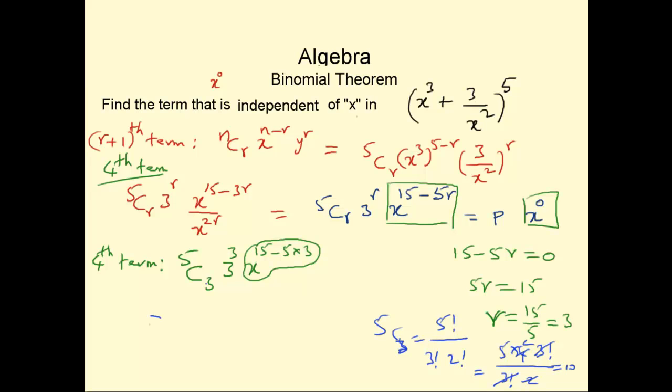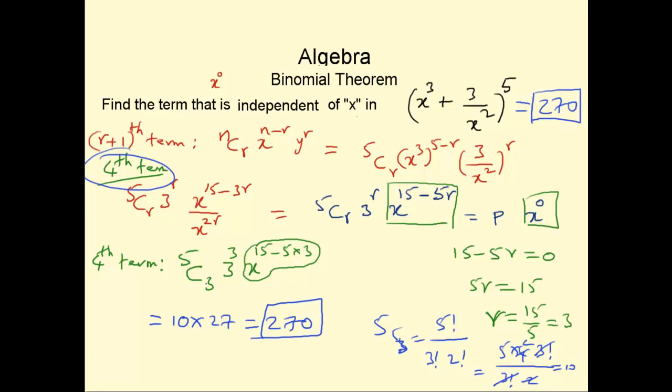So this is 10 times, what is 3 cubed? 3 cubed is 3 times 3 times 3, 27. So that is 270. That's it. So the term that is independent of x is the 4th term, and that is equal to 270. So the 4th term, when you expand this, is actually 270.